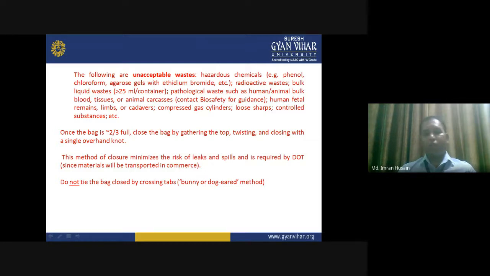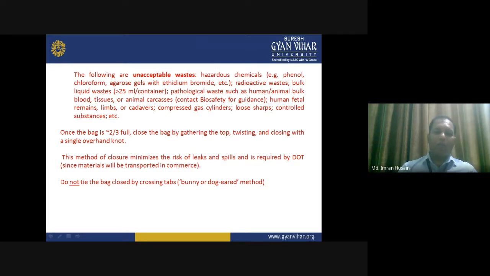Also unacceptable are human fetal remains, limbs, or cadavers, that means dead bodies, compressed gas cylinders, loose sharps, controlled substances, etc. Once the bag is two-thirds full, close the bag by gathering the top, twisting it, and closing with a single overhand knot. This method of closure minimizes the risk of leaks and spills, and is required by DOT since material will be transported in commerce. Do not tie the bag closed by crossing tabs.